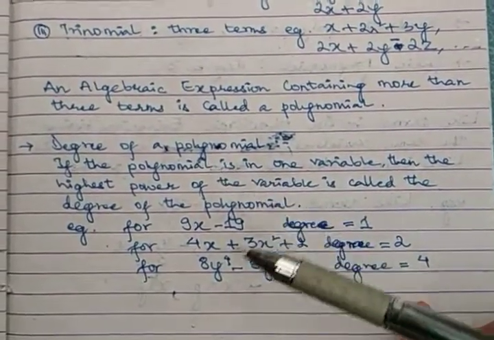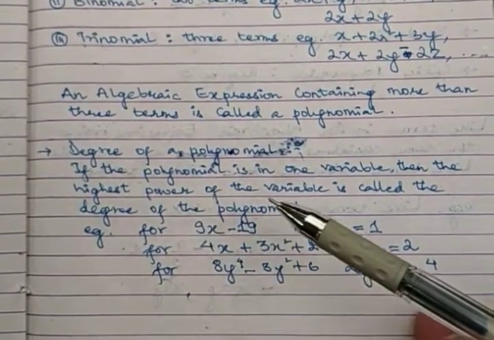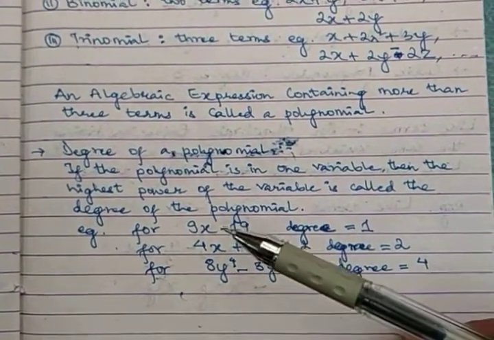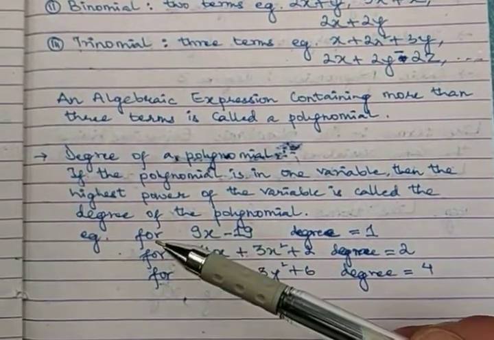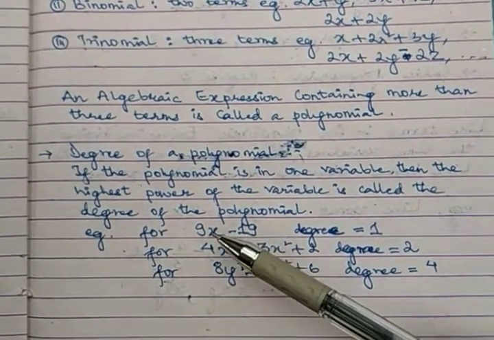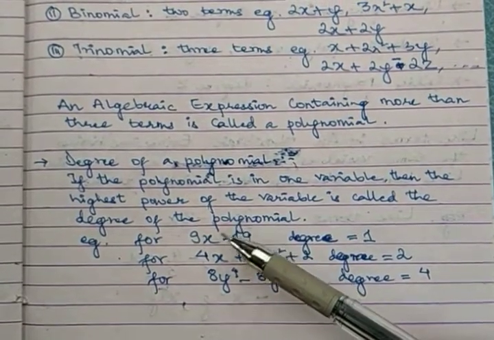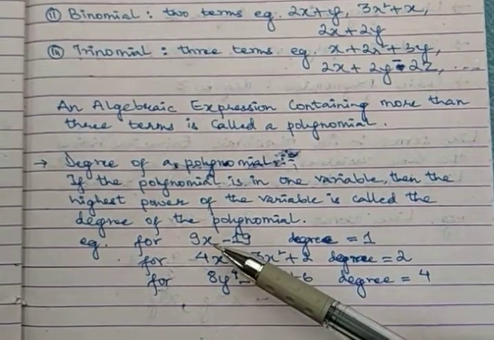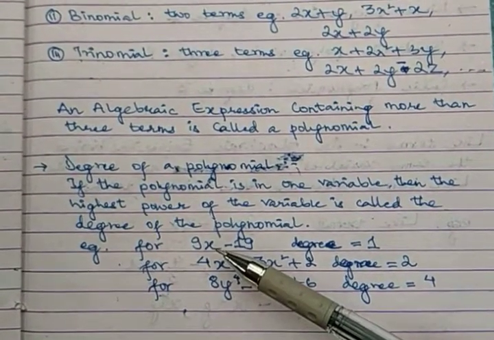And yes, now this one is important. See, degree of a polynomial. Now these are important things. If the polynomial is in one variable, then the highest power of the variable is called the degree of the polynomial. See, polynomial with one variable. So what do we have here in the example? As I have shown you in the example, I have written 9x minus 19. We got 2 terms in here, it's a binomial, isn't it? It's a binomial with one variable. We have got one variable x. And what is the degree of x?